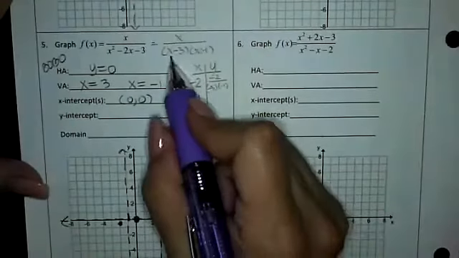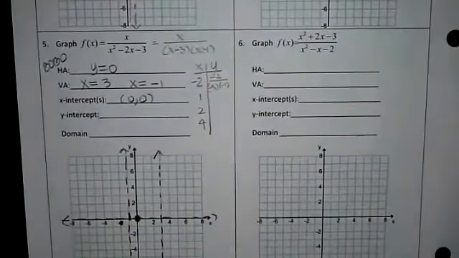Then we would go ahead and plug in the 1, plug in the 2, and plug in the 4. I'm going to go ahead and fill out my table.